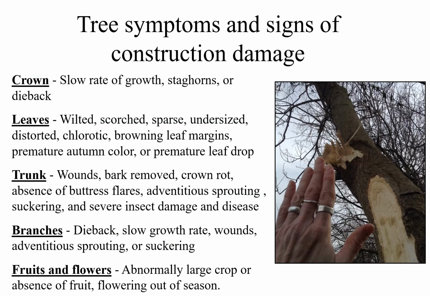The tree or trees will show signs and symptoms if construction damage has occurred. These can include slow rates of growth in the crown. You may see some dieback, especially at the upper tips. On leaves, you can see that they may be wilted, scorched, undersized. Maybe the autumn color shows up prematurely, out of season. They prematurely drop their leaves.